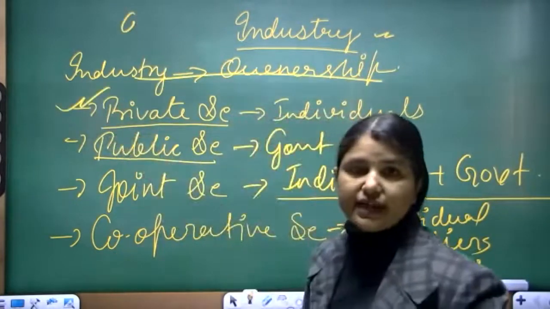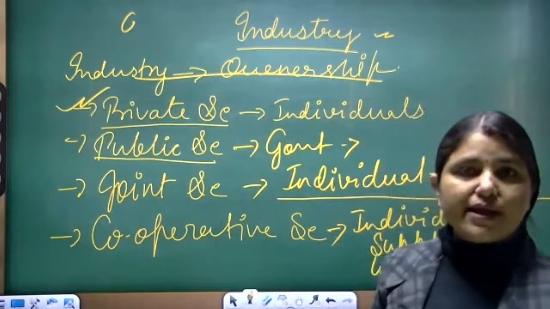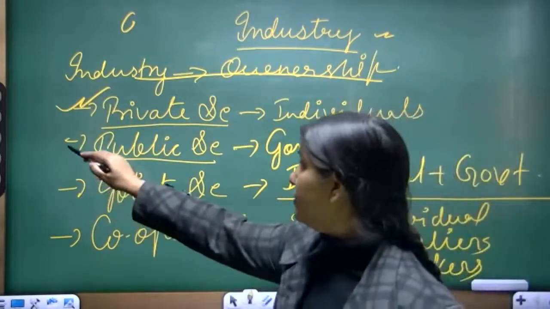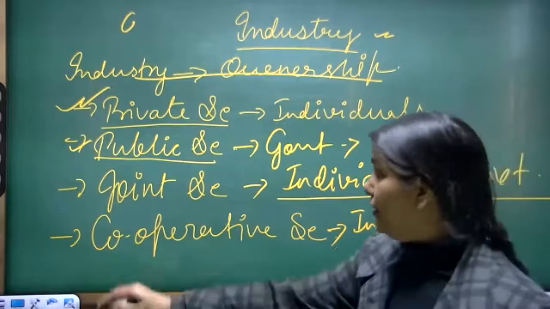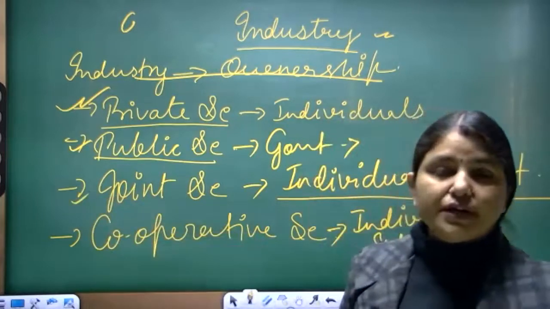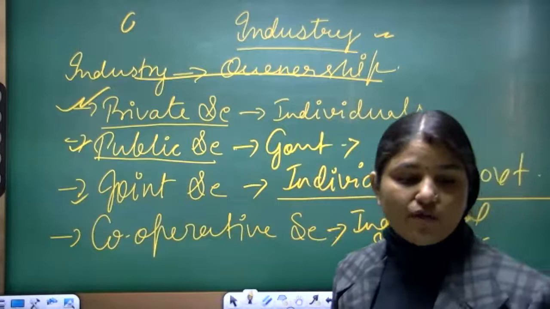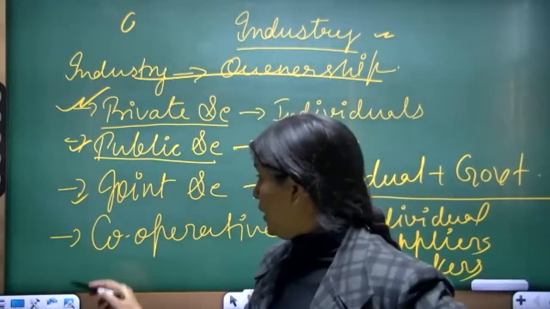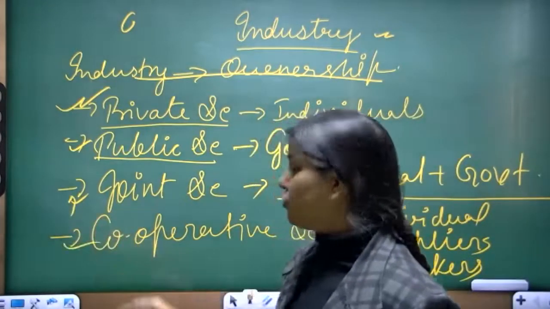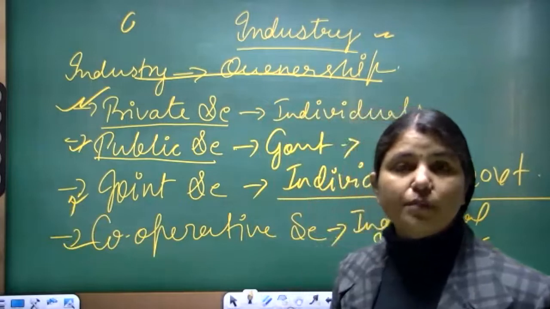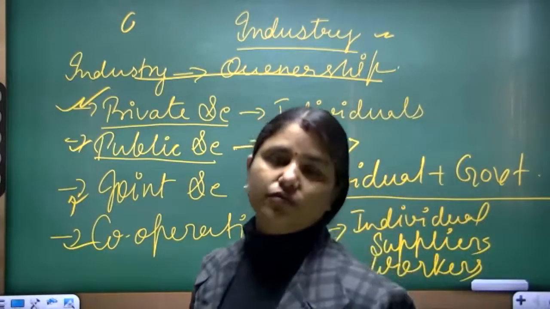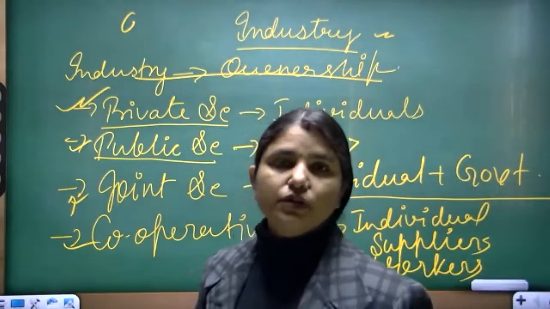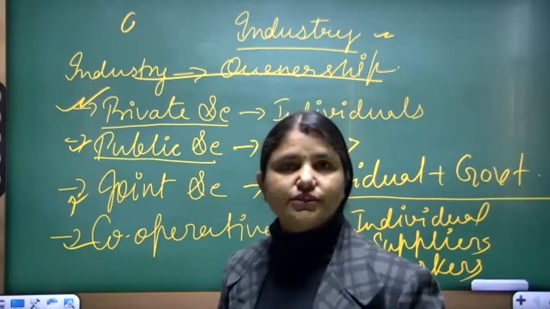First, private sector, which is operated by the individual. Second one, public sector, which is operated by the government. Joint sector, which is operated by government plus individual both. And the last one is cooperative, which can be operated by the individual plus their suppliers and their workers. So I hope the types of industries is clear to you all.